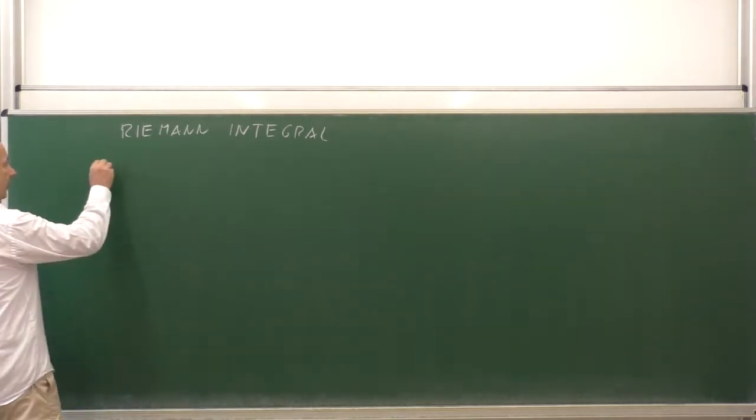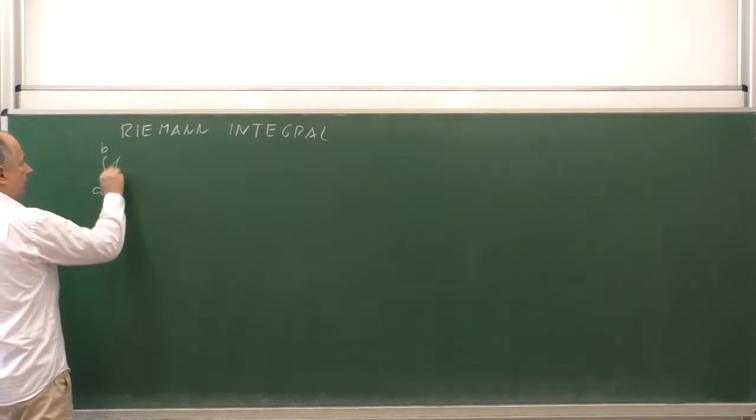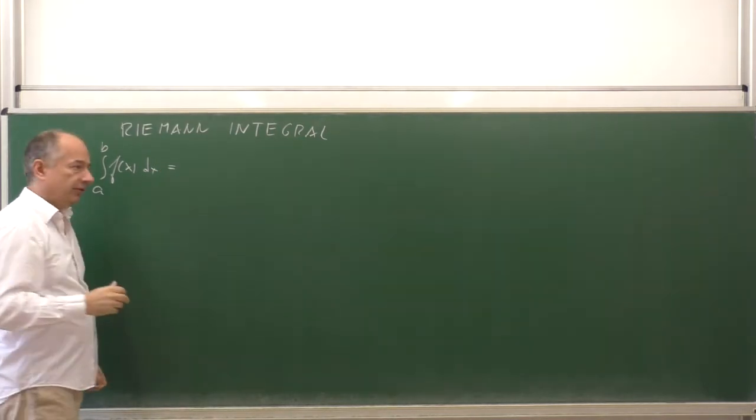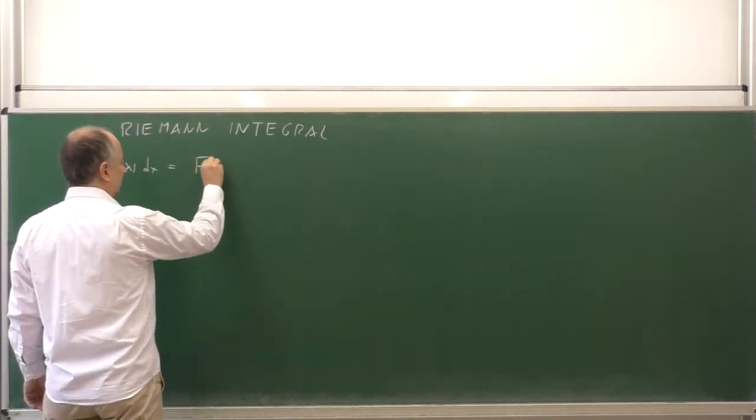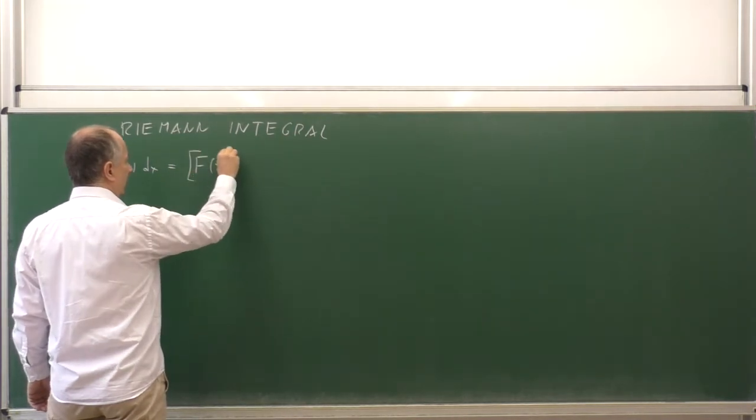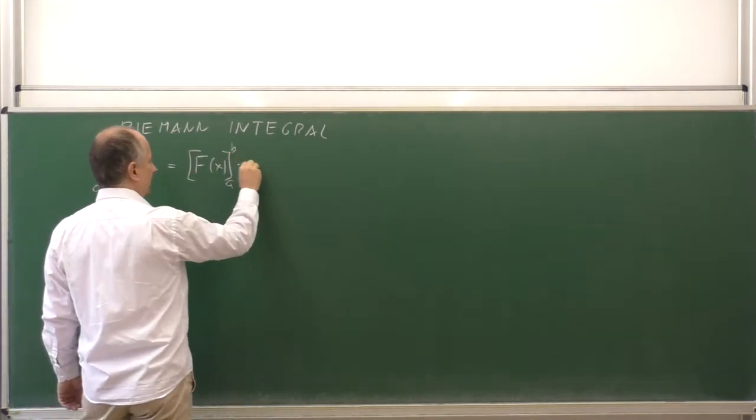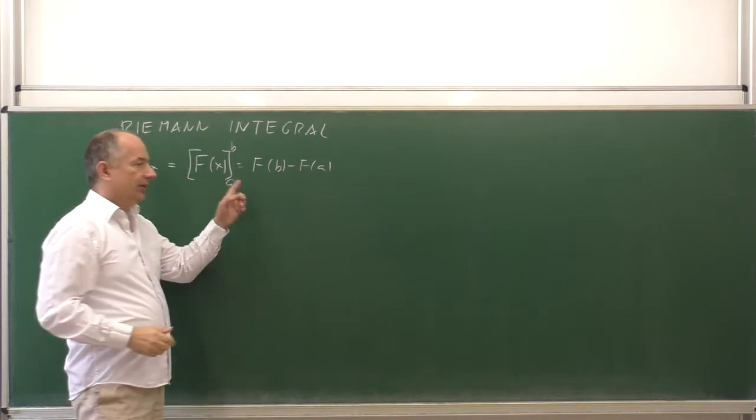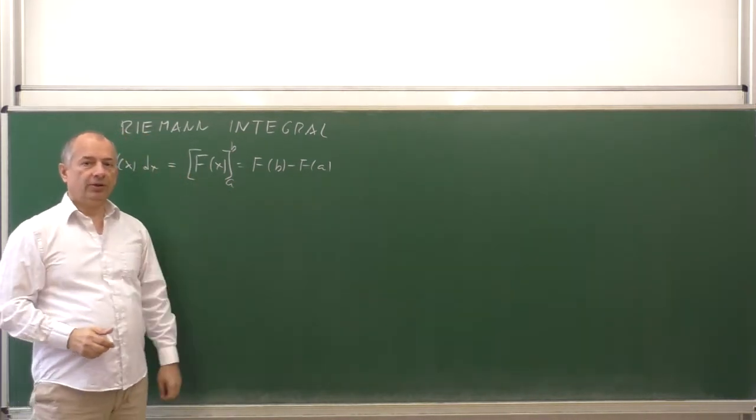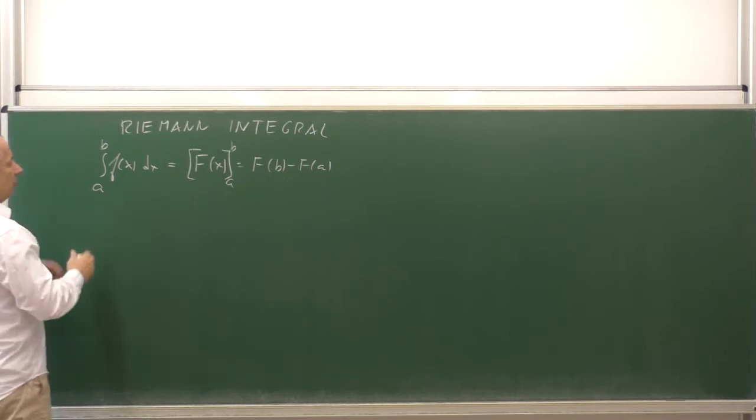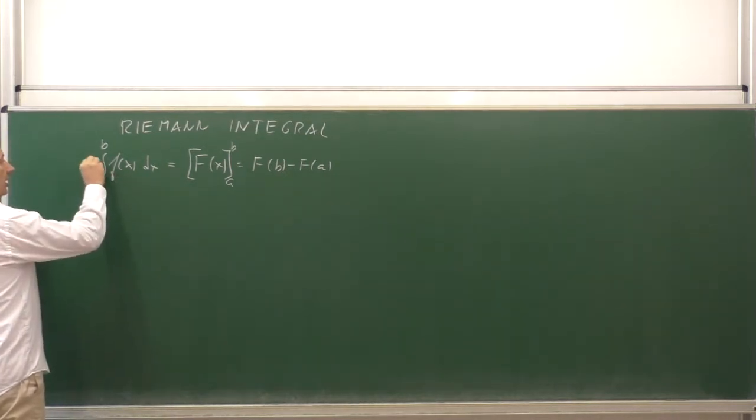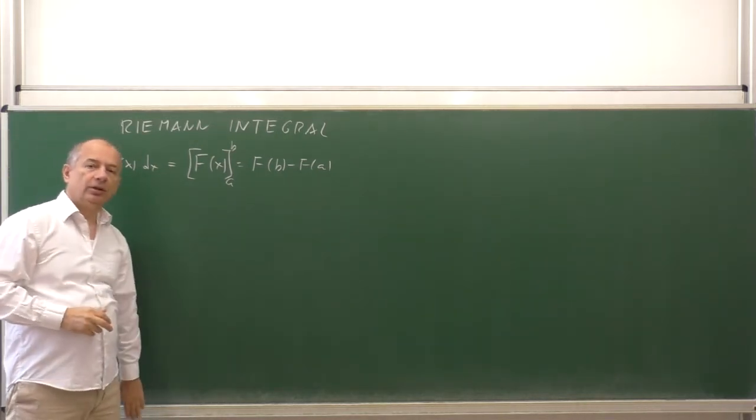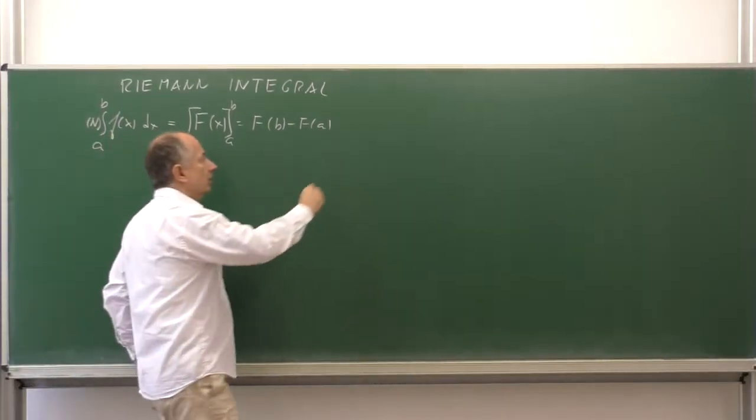Let me revise that. If we consider integral from a to b of a function f, and we find the antiderivative, and we evaluate the antiderivative at a and b and subtract, that means F(b) minus F(a), then this is called the Newton's definition of the definite integral. To stress that we mean the Newton's definition, sometimes we write capital N as Newton in brackets in front of the integral sign. So this is the Newton's definition.